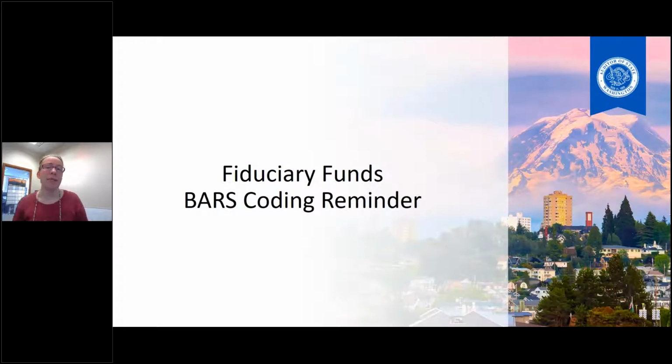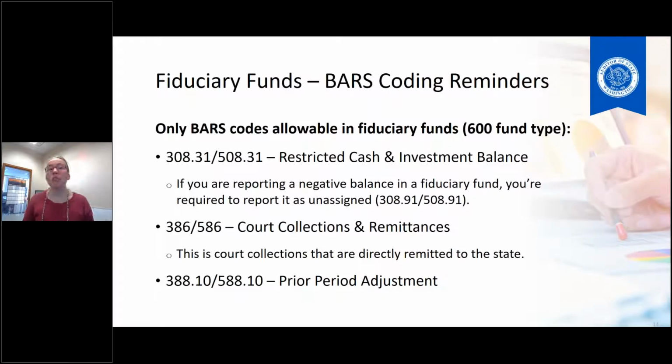Our next topic is fiduciary funds. This is not changing anything. We've just gotten a lot of questions about what is allowable in our fiduciary funds. So we're going to go over all the BARS codes that are allowable in our fiduciary. This time when we're talking about fiduciary, we mean all of the 600 funds. Last couple of years, we've really been concentrating on those custodial funds, but we mean all of them at this time. So the first thing is your beginning and ending cash and investment balance.